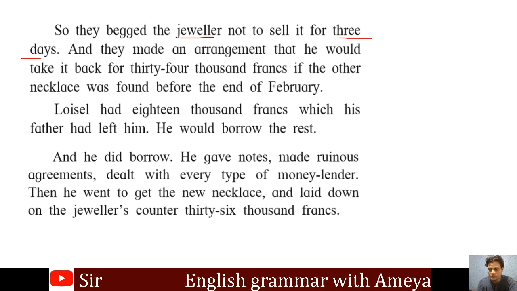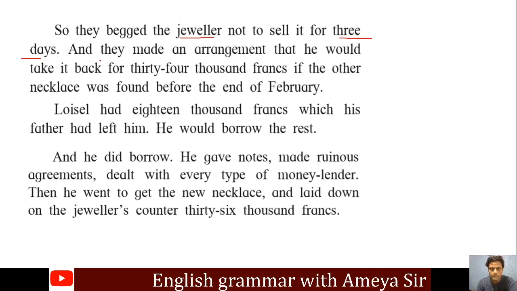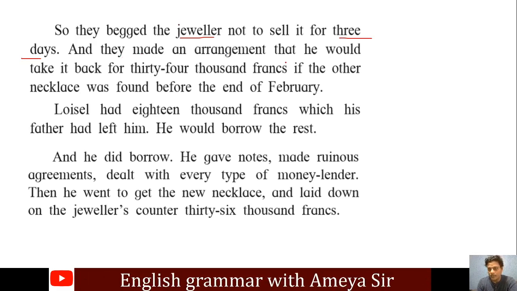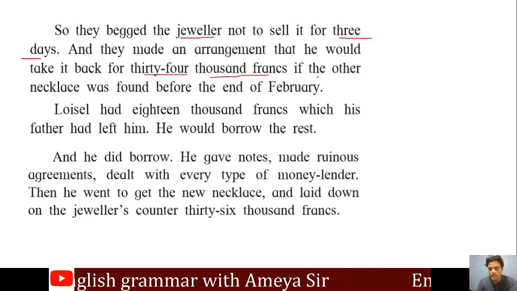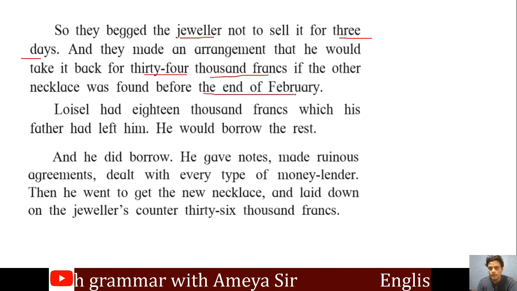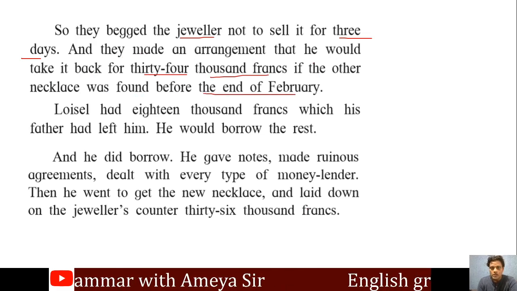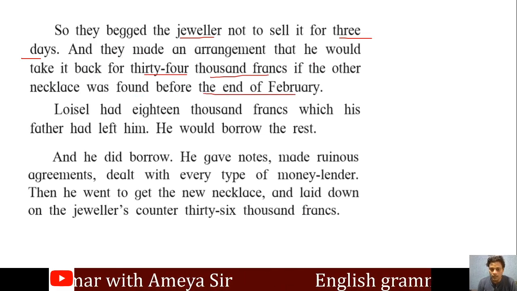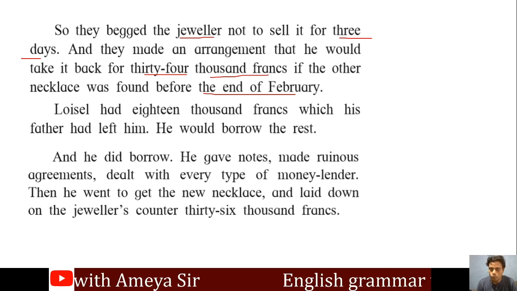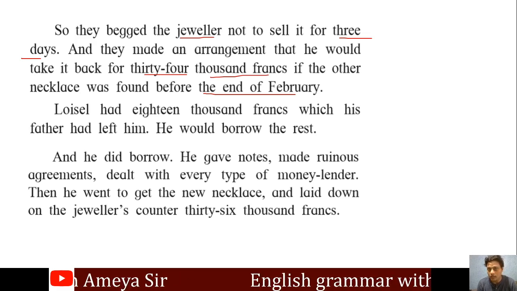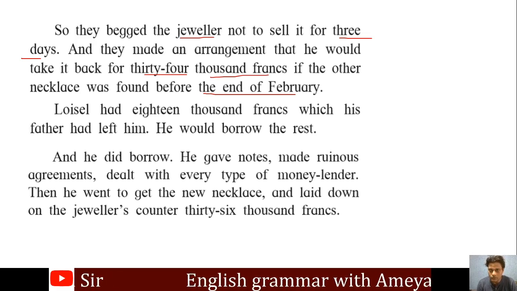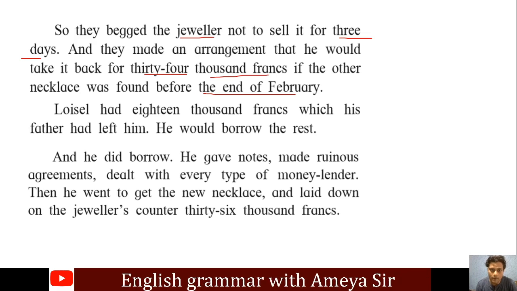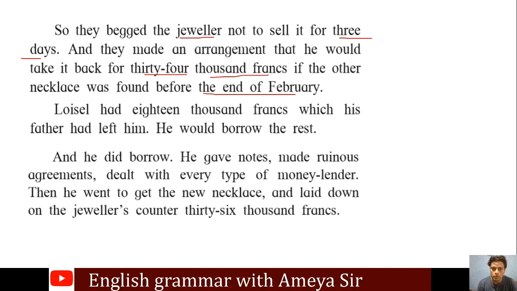I'm sure they must have given some advance payment. They made an arrangement that he would take it back for 34,000 francs if the other necklace was found before the end of February. So guys, try to understand the arrangement here. They told the jeweler that we've just lost the necklace and there are chances that we find it back. Okay, we get it back. So if that happens, you will take this necklace back from us at 34,000 francs.